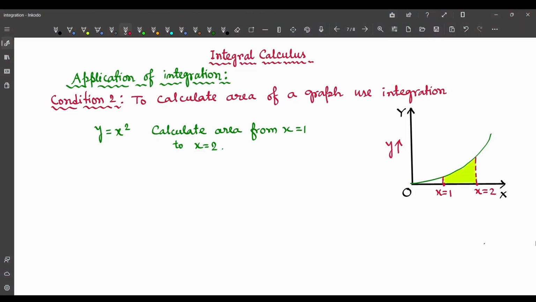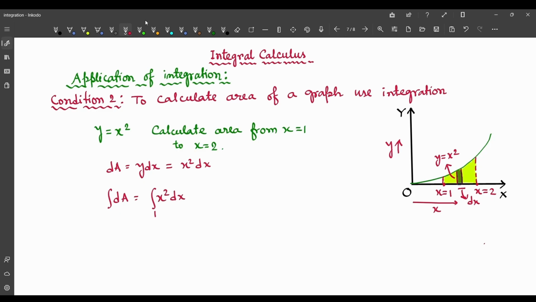To calculate the area of that graph, we consider an elementary part of that area at a distance x with thickness dx. The value of y of that elementary part is y is equal to x square. Therefore, the area of that elementary part is dA, which is equal to y dx, that is x square dx. To get the entire area, we have to integrate this part. Therefore, integration dA is integration x square dx.